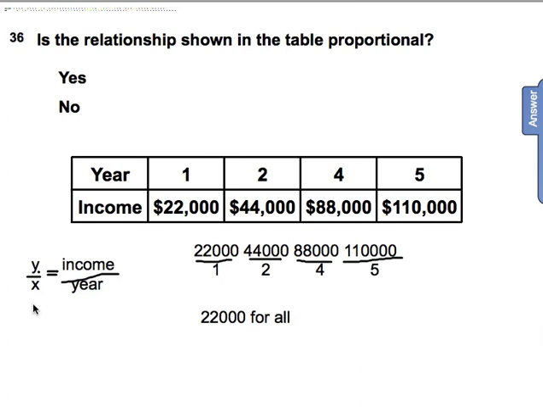Here's another example. We have year and we have income. Year is our X and income is our Y. So Y over X, or income over year, meaning income per year, is as follows for the chart. 22,000 divided by 1, 44,000 divided by 2, 88,000 divided by 4, and 110,000 divided by 5. If you divide all of those to find the unit rate, you get $22,000 for everything. So yes, this table is proportional.